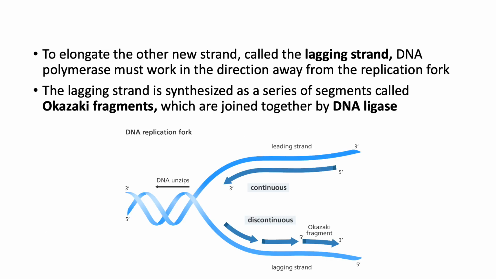Another strand, the lagging strand, is elongated almost at the same time the leading strand is made. To elongate the other strand called the lagging strand, DNA polymerase must work in the direction opposite or away from the replication fork. The lagging strand is synthesized as a series of segments called Okazaki fragments, and these fragments are glued or joined together by DNA ligase.